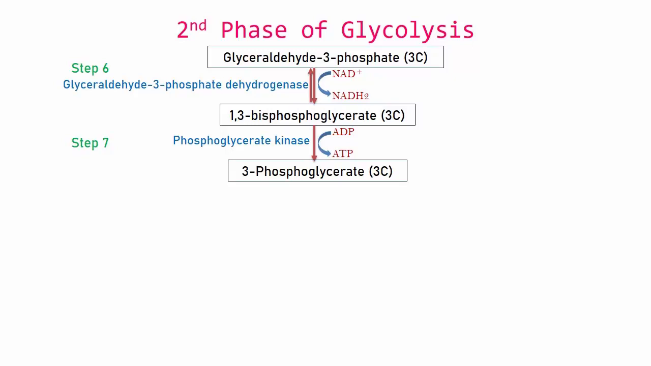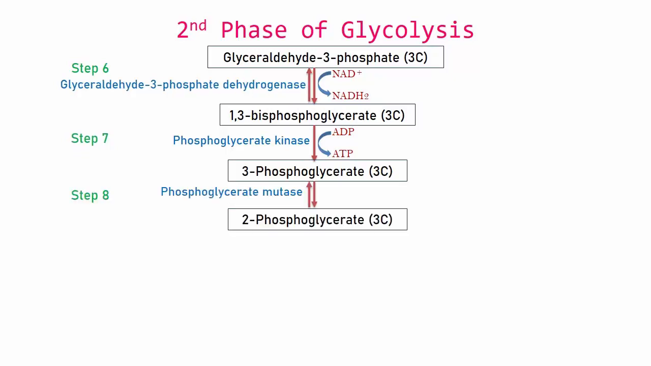In the next reaction, 1,3-bisphosphoglycerate is converted to 3-phosphoglycerate. This reaction is catalyzed by the enzyme phosphoglycerate kinase. This enzyme transfers the phosphate group of 1,3-bisphosphoglycerate to ADP to form an ATP molecule. It is clear that two molecules of ATP are generated in this reaction from two molecules of 1,3-bisphosphoglycerate. Now we have two molecules of 3-phosphoglycerate.